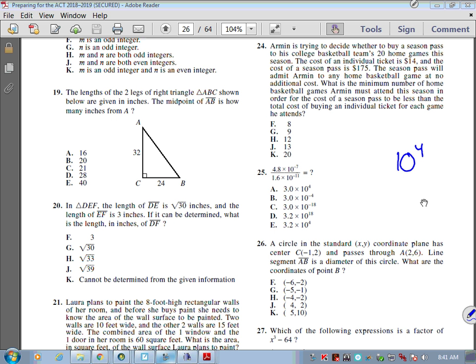Now what I want to do is take 4.8 divided by 1.6. What is that? Three. And because that is already in scientific notation, I don't need to move the decimal, which means I don't need to move an exponent. So I just have 3.0 times 10 to the 4th. Like I said, that one works out really nicely. If it had come out where that decimal was someplace else, then I would have had to move the decimal and move the exponent.